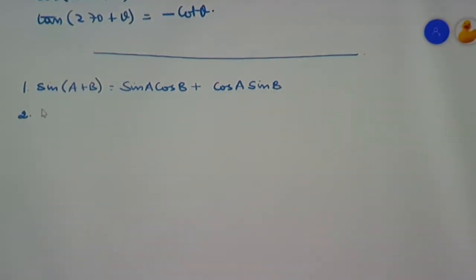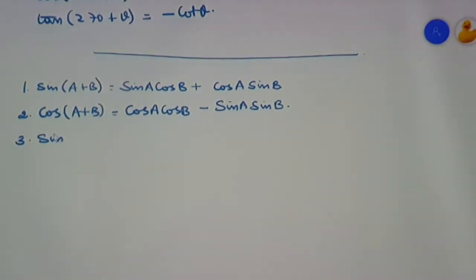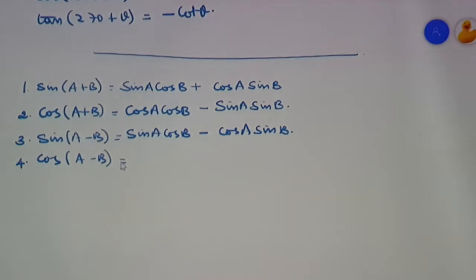Then the next one, cos of A plus B. Cos A plus B is equal to cos A cos B minus sin A sin B. Then the third one, sin of A minus B. Sin A minus B is equal to sin A cos B minus cos A sin B. Then the fourth one, cos A minus B. Cos A minus B is equal to cos A cos B plus sin A sin B. Okay, let us take all these four as a single concept: sin A plus B, sin A minus B, cos A plus B, cos A minus B.